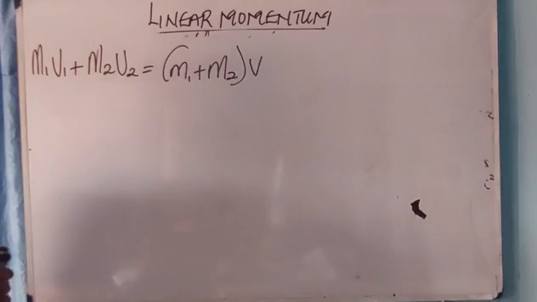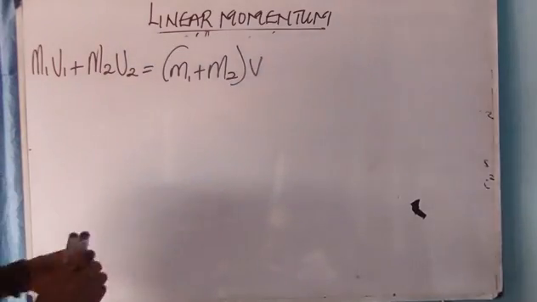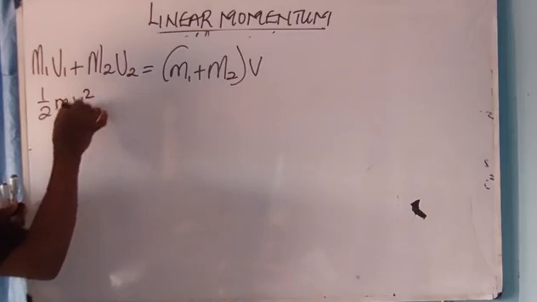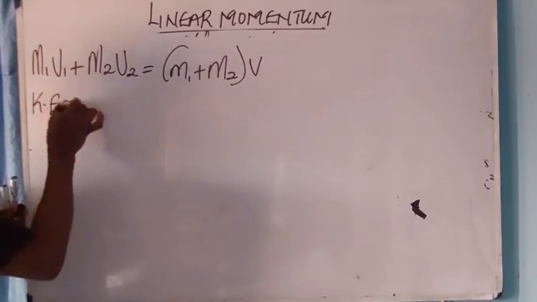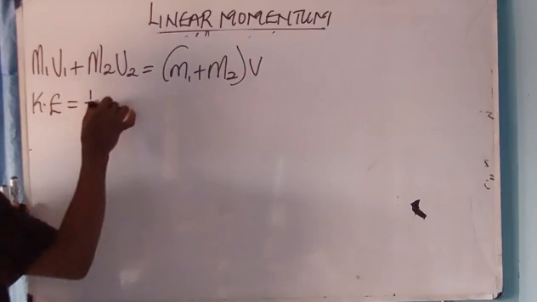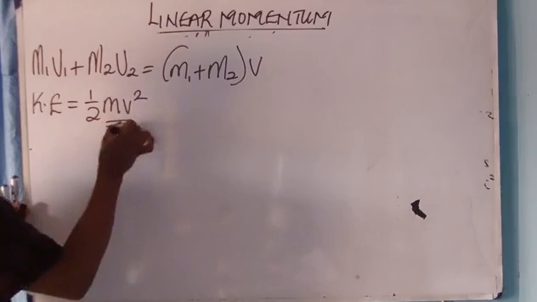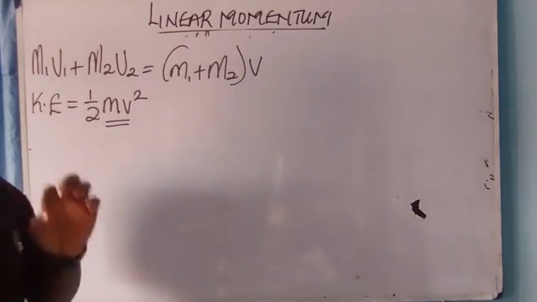So kinetic energy before or after collision is usually given as what? Half mv squared. Kinetic energy is equal to half mv squared.